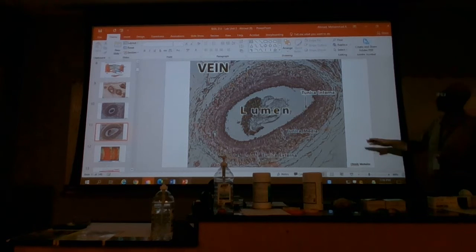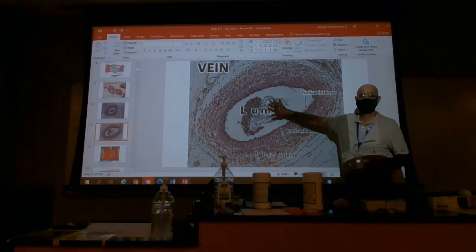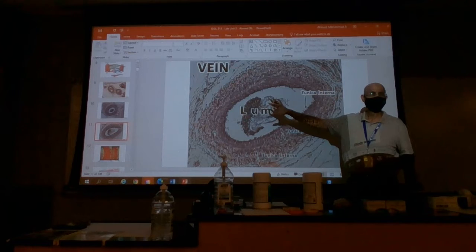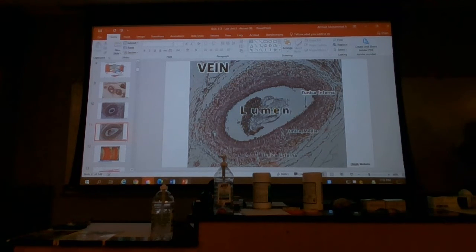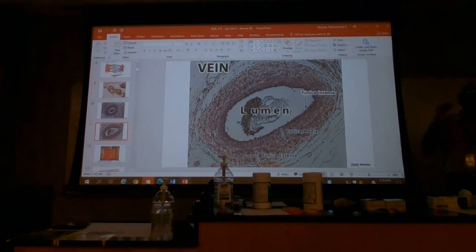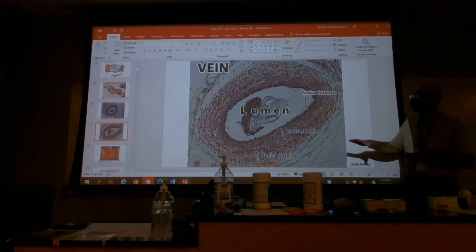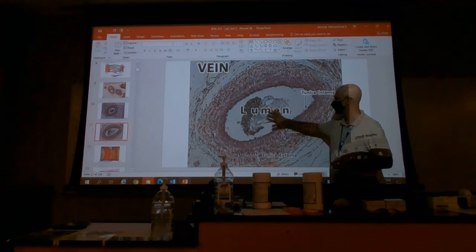So let's now look at the vein, guys. This is the lumen. Is the lumen on the list? No. But generally, you guys know what lumen is, because lumen is the cavity. So this cavity is for the lumen. This is just some clotted blood.